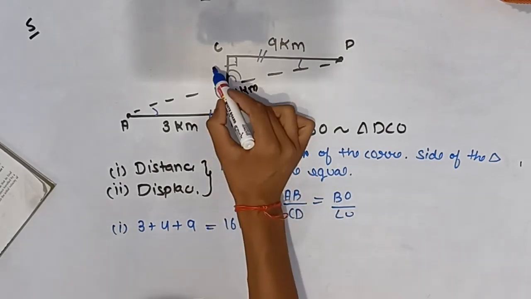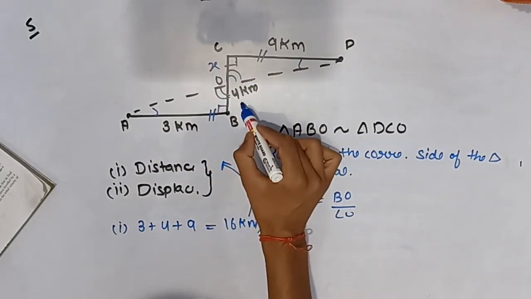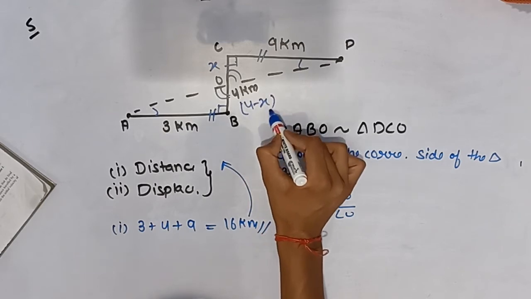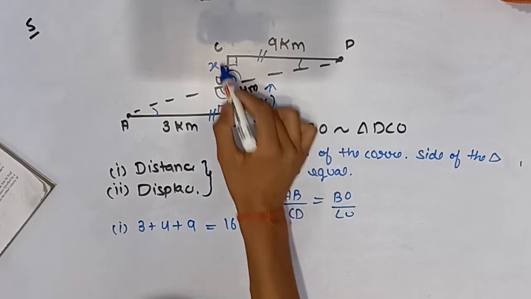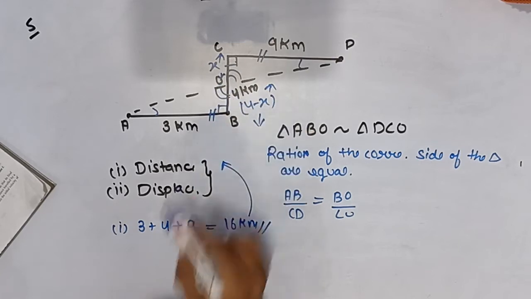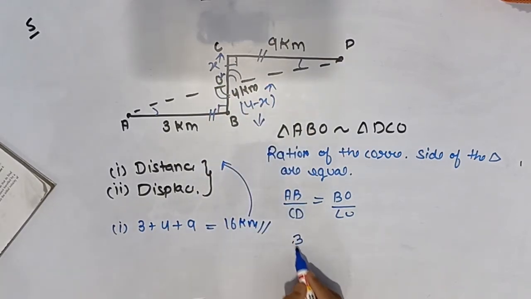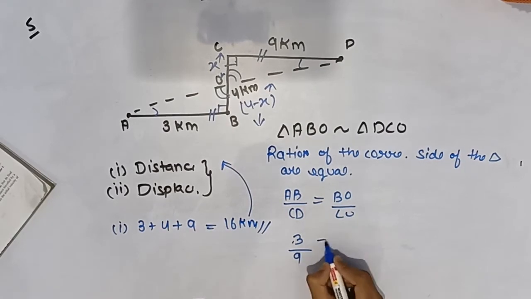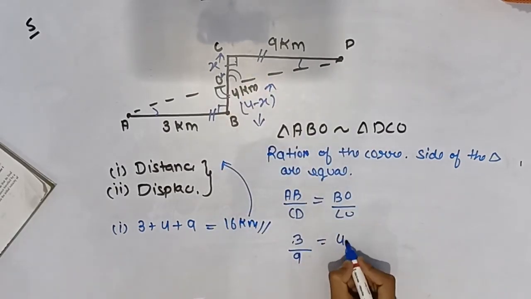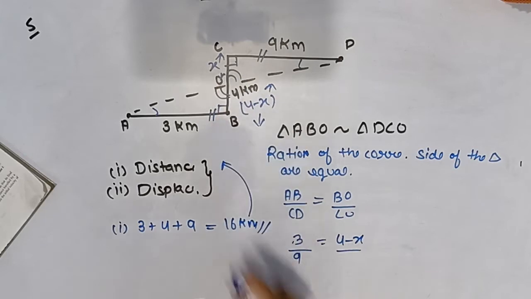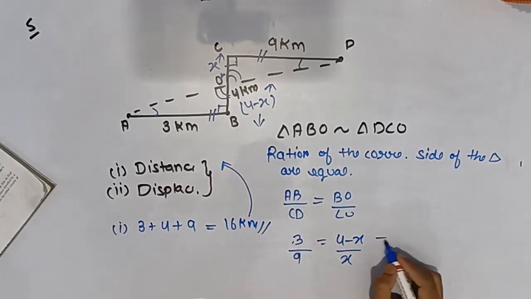We will let CO as x and BO as 4 minus x. So we can write AB as 3 kilometer, CD as 9 kilometer, BO as 4 minus x upon CO as x. So we will solve this.